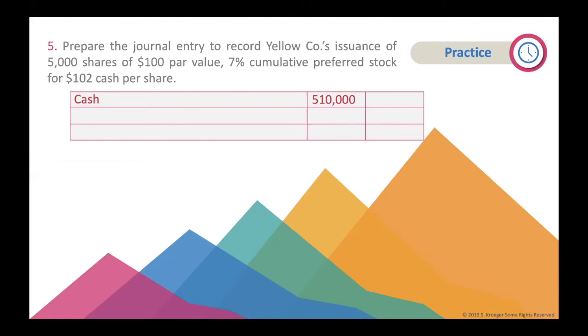Next, you want to record the stock account for the amount of the par value. We don't call it common stock anymore. What do we call it now? It would be preferred stock. Remember to read the problems carefully so you don't mix them up. What would the amount be? You would multiply the 5,000 shares by the par value of $100 per share. You would get $500,000. The last step is to find the difference and credit it to the paid-in capital account. The difference between $510,000 and $500,000 is $10,000.